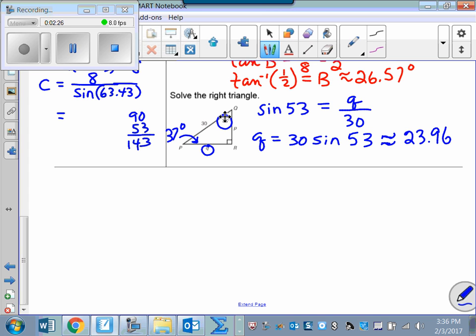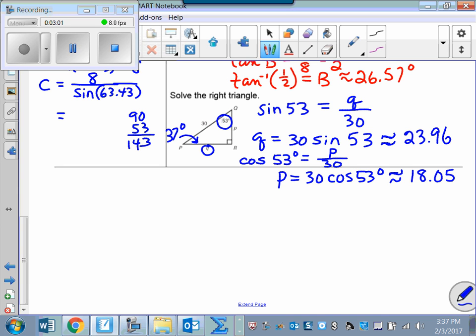And what is P with relation to 53? Well, it's the side adjacent, so I'm going to use the cosine this time. The cosine of 53 degrees equals the side adjacent, which is P, divided by 30. Once again, I multiply both sides by 30. So P is going to be 30 times the cosine of 53 degrees, and that's approximately 18.05.